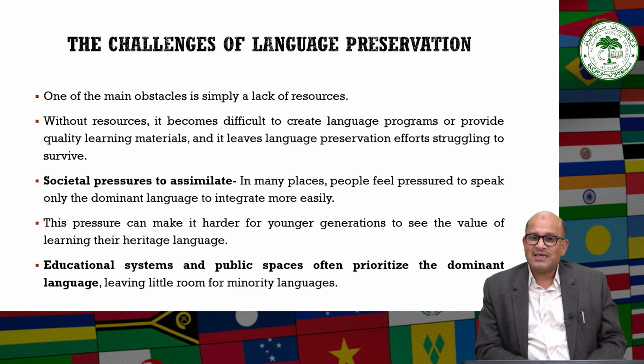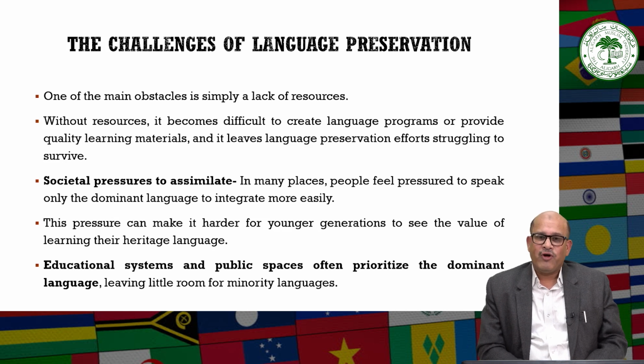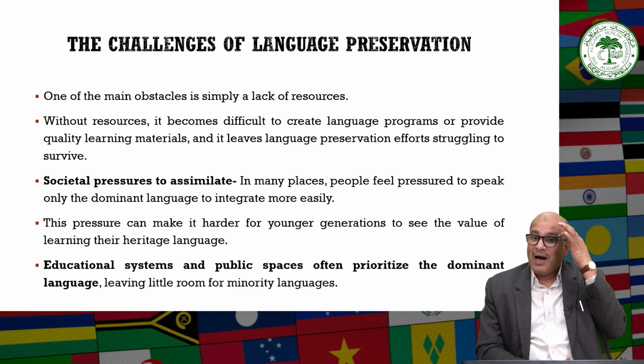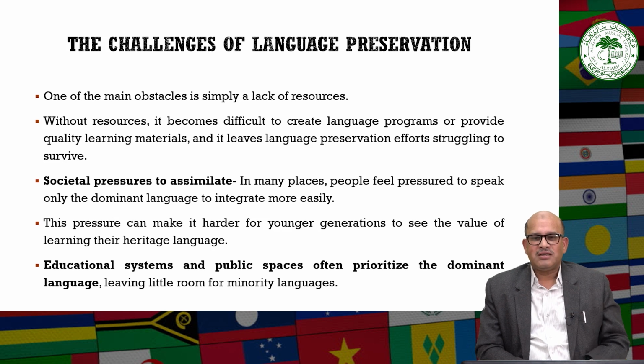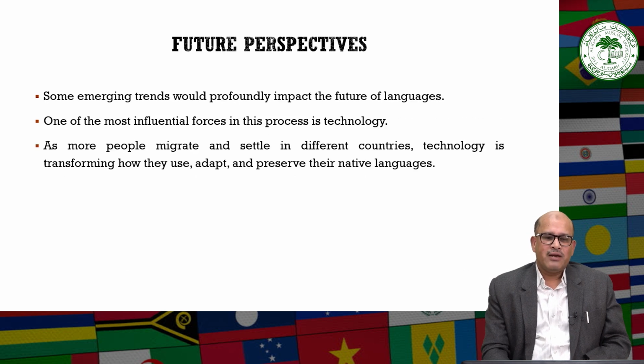Additionally, educational systems and public spaces often prioritize the dominant language, leaving little room for minority languages. Schools are often monolingual, and public documents, media, and even entertainment are rarely available in these less commonly spoken languages. This makes it challenging to foster an environment where minority languages can thrive.